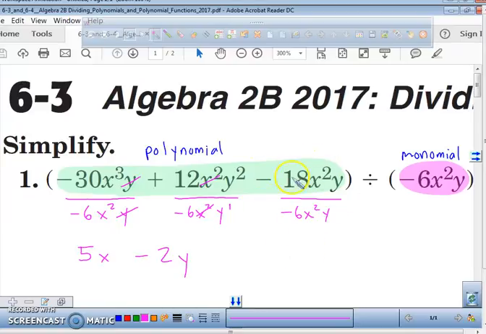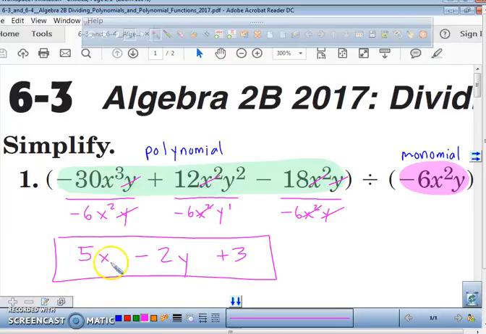Pretty easy, huh? What's negative 18 divided by negative 6? Positive 3. What's going to happen to all of my x squareds? They all cancel out. My y's cancel out. So all we're left with is this. Can we combine a 5x, a negative 2y, and a 3? Can we combine those? Because they're not like terms, no. Is that your answer for number 1? Pretty easy? Good. I'm glad that you guys did the pattern.